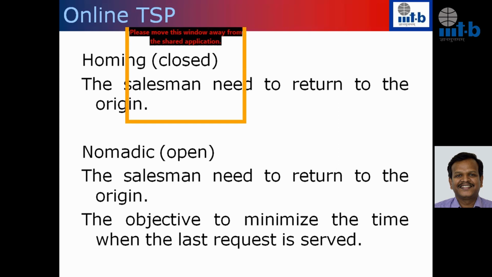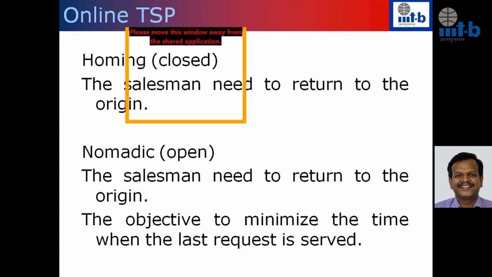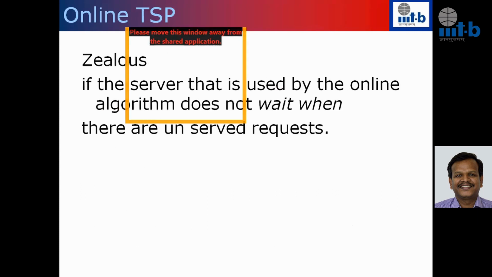The second one, having a condition to come back to the origin, might seem to be a very small constraint, but towards the end of the talk, we'll see that the bounds that we can apply for these two variants are totally different, and the techniques that are used in designing online algorithms for these two cases are also different. So the lower bounds are different, and the algorithmic techniques are also different for these two cases. So in this talk, I'll also consider what is known as a zealous algorithm.